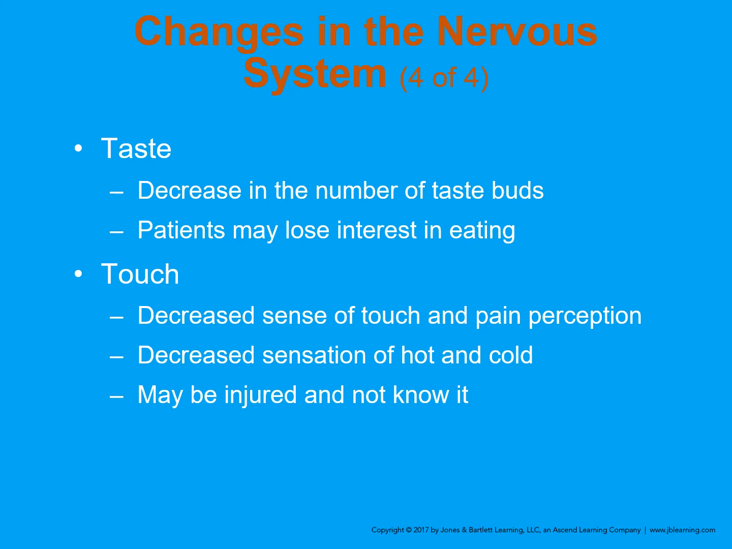Touch, sense of touch and pain perception decrease, sensation of hot and cold decrease. They may be injured and not know it. This is something you need to watch out for with the fall down go boom calls. There's a good chance that they hurt something. If they hurt something and they tell you it hurts, it probably really hurts. Then there's a patient who hurts all the time for whatever chronic pain issues they have.